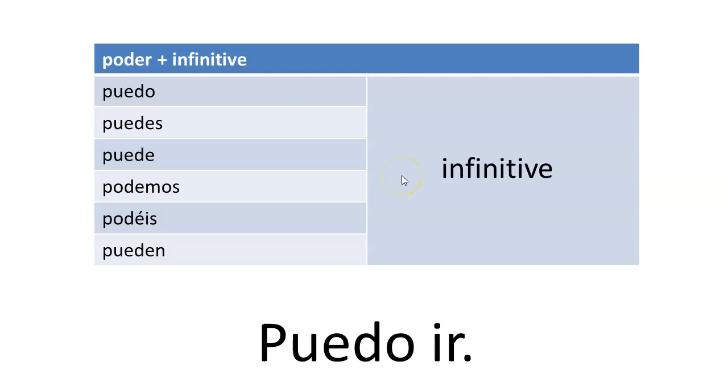Poder. Poder is commonly translated as to be able to or can. So can do something or to be able to do something with the infinitive. So I can go, puedo ir. I can work, puedo trabajar. I can drive a car, puedo manejar un carro. I can wait, puedo esperar, and so forth and so on.